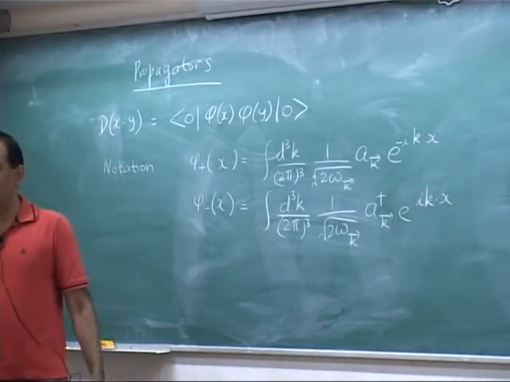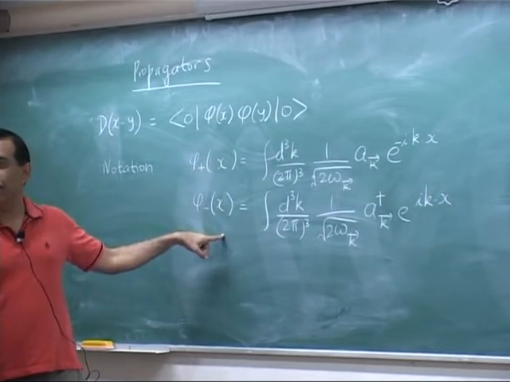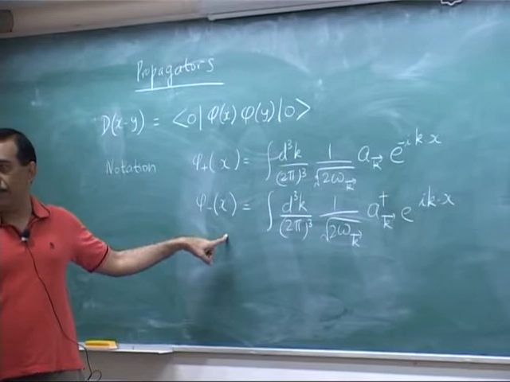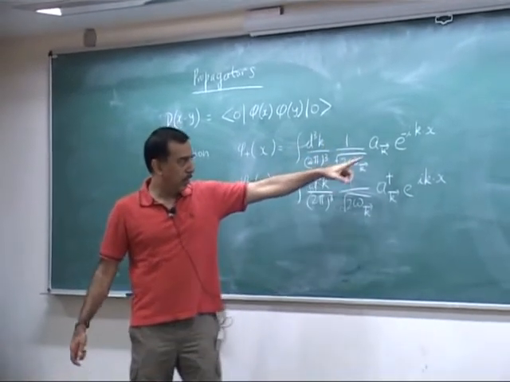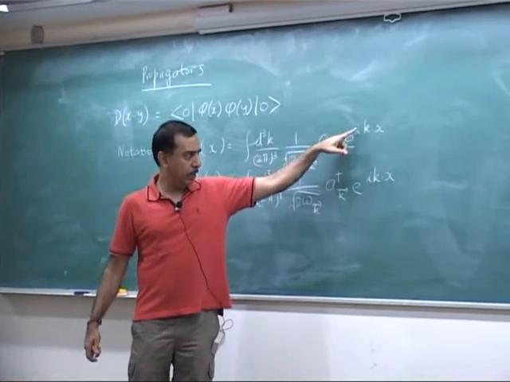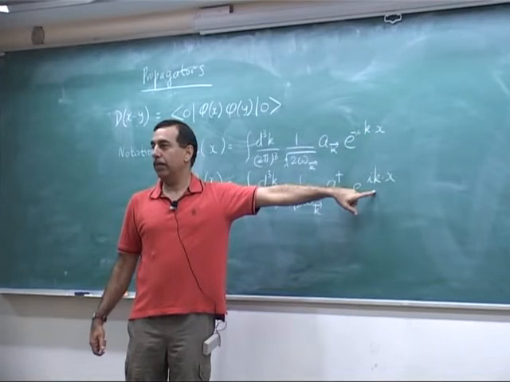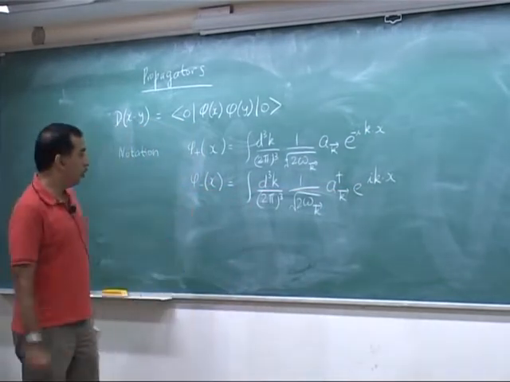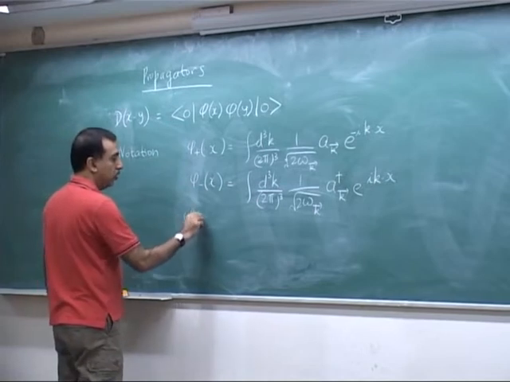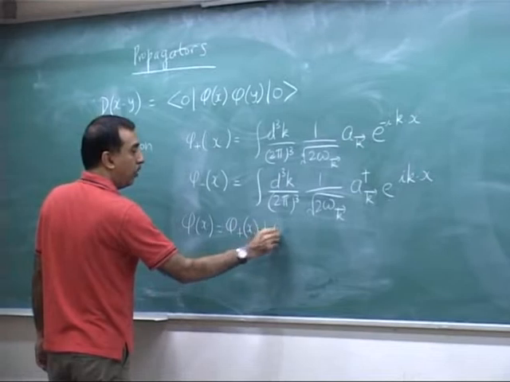Okay, does this agree with what's in your notes? That the full phi is this plus this. Phi plus plus phi minus. The integral is the same, this factor is the same, and then you have a_k times e to the minus ik dot x plus a dagger k times e to the plus ik dot x. This agrees with your notes? Okay, so I've just broken up phi into two pieces. So the full phi is phi plus plus phi minus.